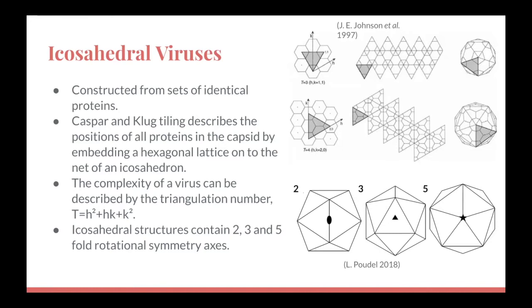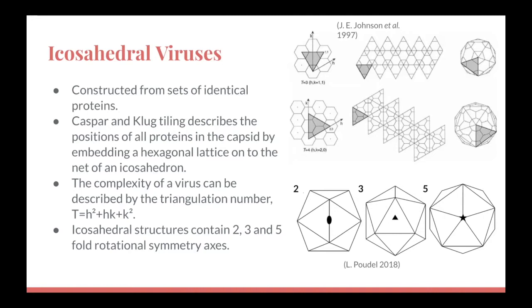But now that we have a more elaborate structure, we need a good way of describing their complexity. To do this, we first embed a hexagonal lattice into the surface of the icosahedron, as can be seen in the top image. This hexagonal lattice can be used to describe the position of all the proteins on the surface of the capsid. From this lattice, we can get a value known as the triangulation number, which describes the complexity of the tiling pattern and is given by the equation on the slide, where H and K are the axes given in the image.